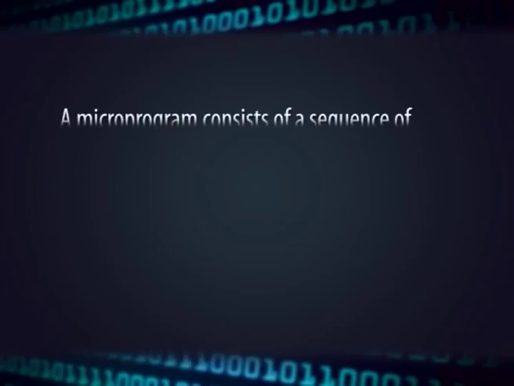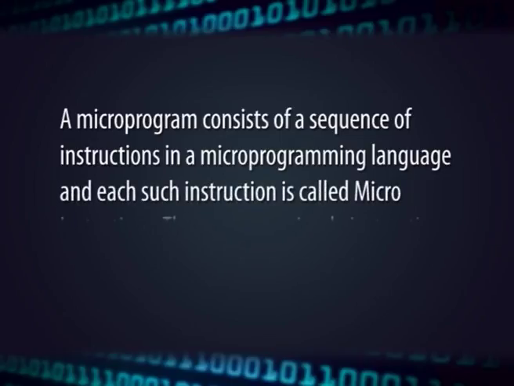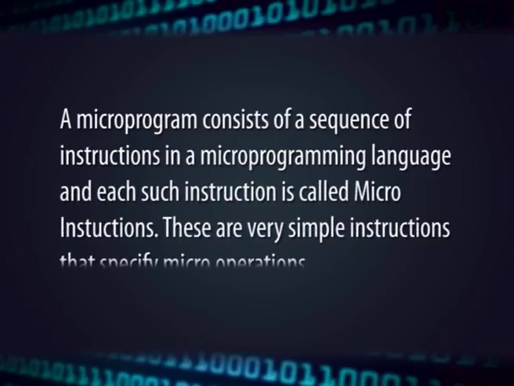A microprogram consists of a sequence of instructions in a microprogramming language, and each such instruction is called a microinstruction. These microinstructions are very simple instructions that specify micro operations. A microprogram instruction's opcode bits are directly used to control signals required for instruction execution. These signals cause various register transfers and ALU operations.